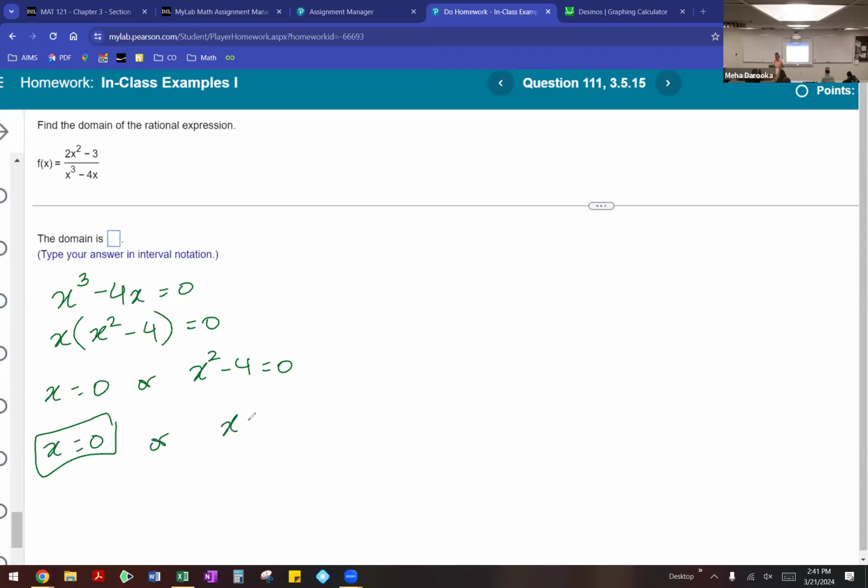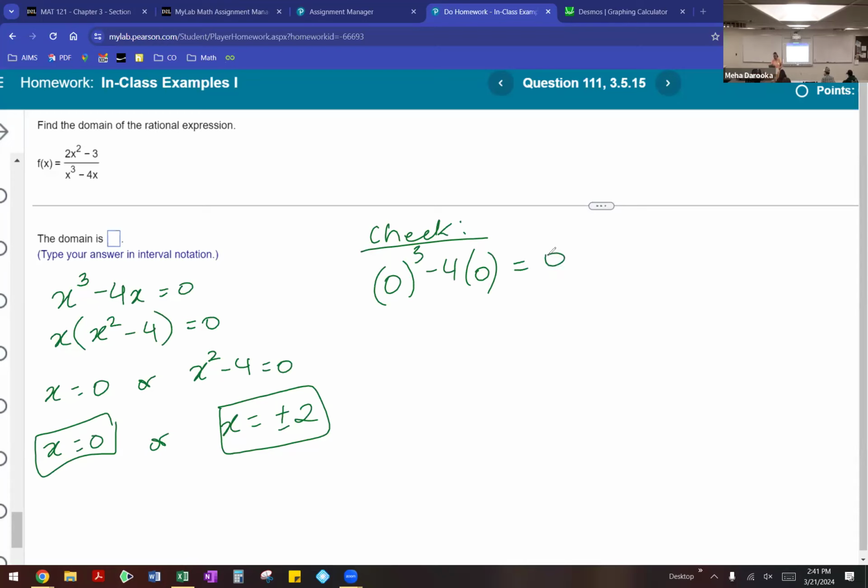And since we already did this math literally a couple minutes ago, I'm going to skip the answer. So that will simplify into x equals plus or minus 2, right? Take the 4 to the other side, take the square root, and you get x equals plus or minus 2. So there's actually 3 numbers that are making our denominator 0. And you can do a quick check to verify. If I did 0 to the 3rd power minus 4 times 0, of course, 0 minus 0 is going to be 0. So we know this guy works out.